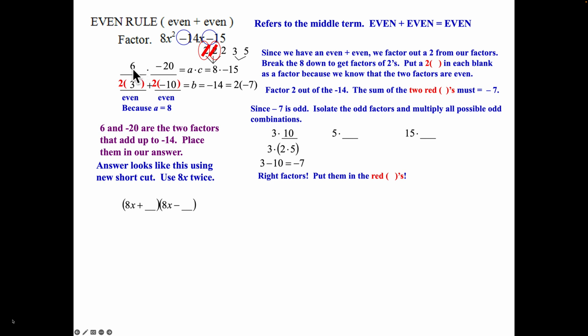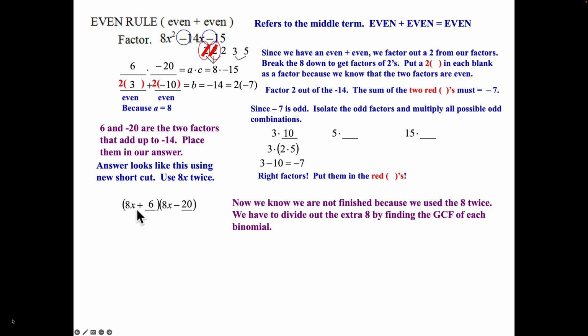Where do I put the 6? It's positive. It goes in the plus blank. Negative 20. That 20 goes in the minus blank. Now, are you ready? We're almost done. What's the GCF of our first binomial? It's a 2.